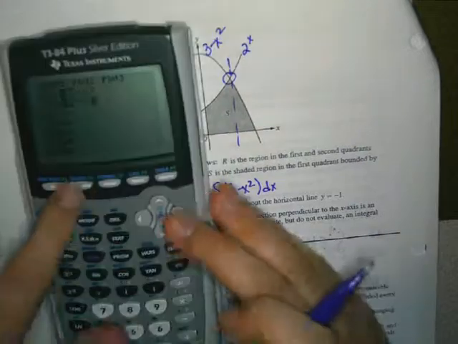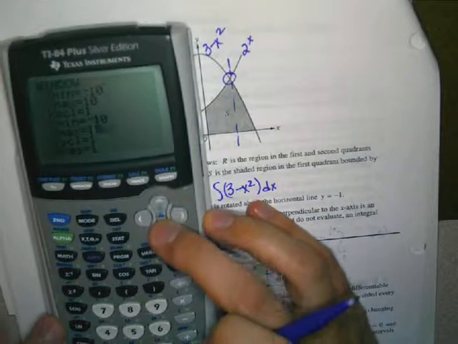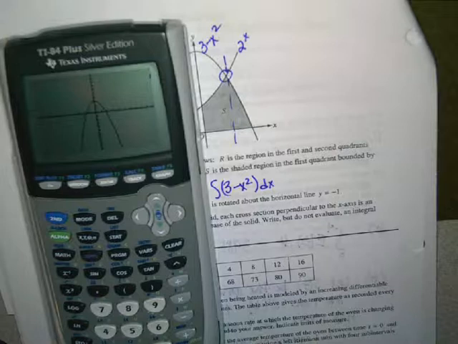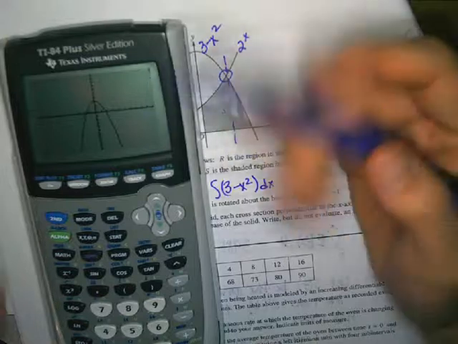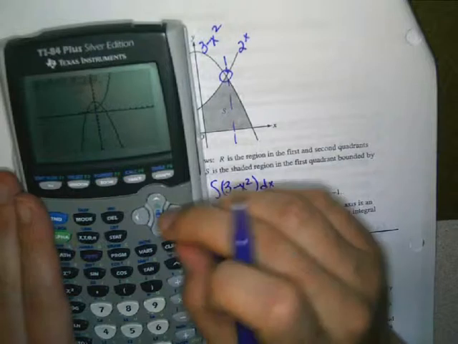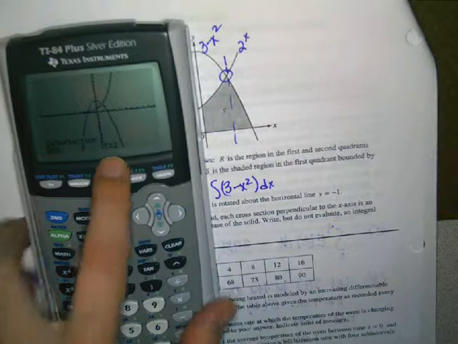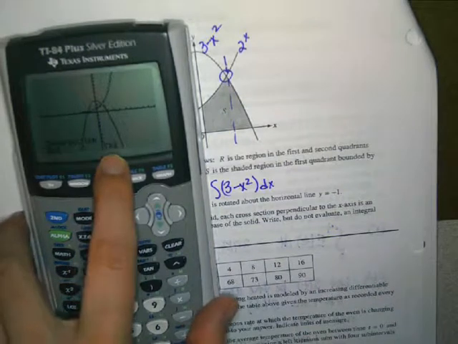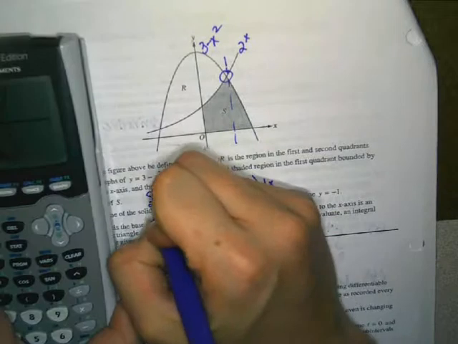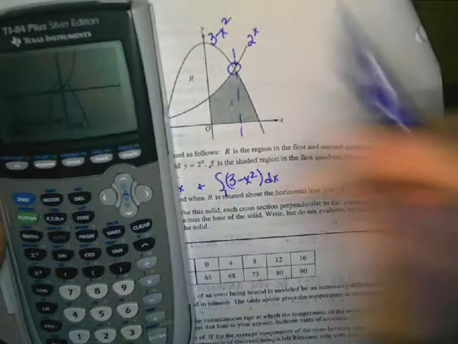I would go to a normal window, so negative 10 to 10 on both. Then hopefully that'll give us at least places where we can intersect here. And let's first find the place where they intersect each other, which it looks like they intersect each other at 1. Yep. So we're going to go from 0 to 1, and then from 1 to, and then we got to see where it intersects the x-axis.